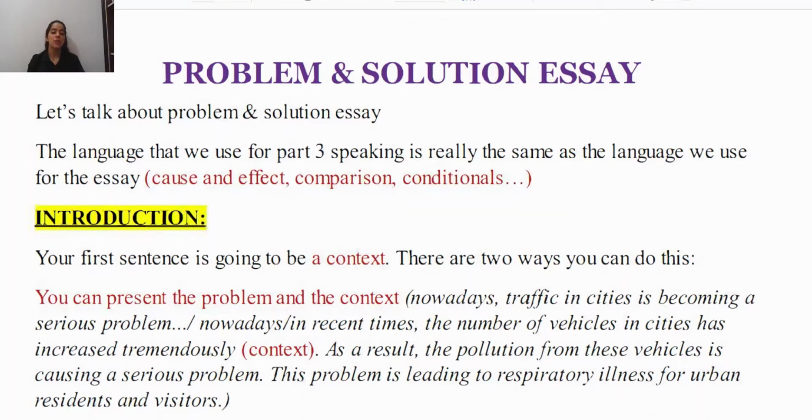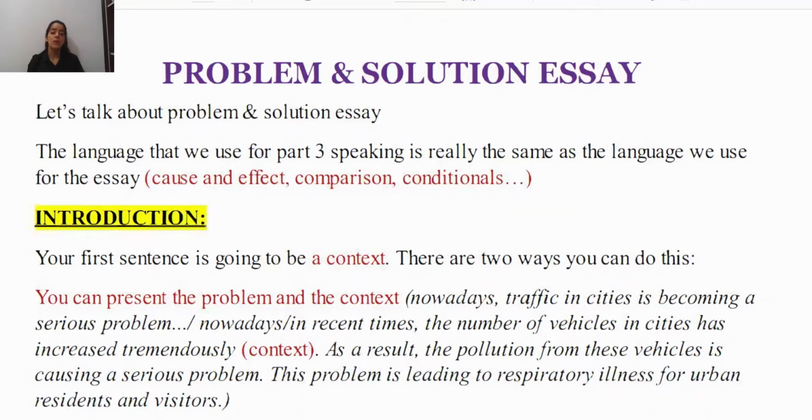The introduction part would be like this. Your first sentence is going to be a context. There are two ways you can do this. You can present the problem in the context. For example, nowadays, traffic in cities is becoming a serious problem. In recent times, the number of vehicles in cities has increased tremendously. So that is the context that I'm providing to my examiner or reader.